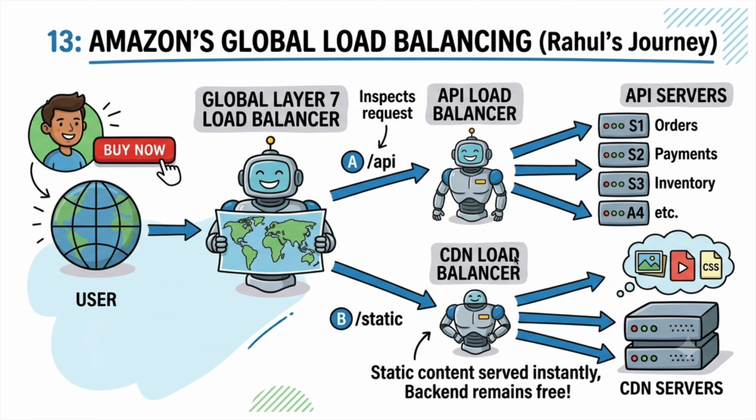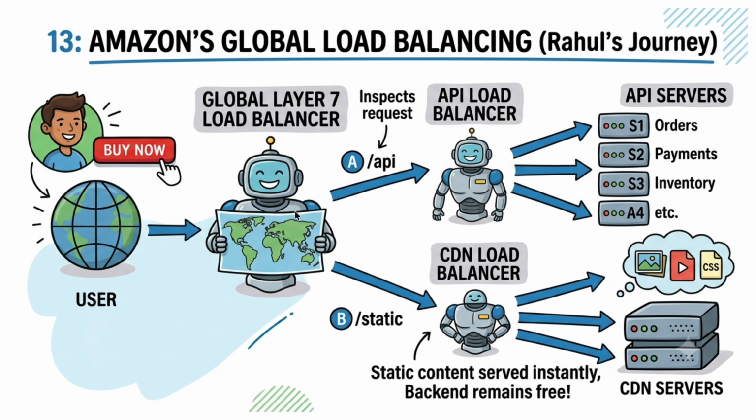Finally, how does Amazon actually use them? Let's finish Rahul's journey. His request first reaches a global layer 7 load balancer. If Rahul requests an API, the request goes to the API load balancer. That load balancer distributes the traffic across many API servers responsible for orders, payments, or inventory.